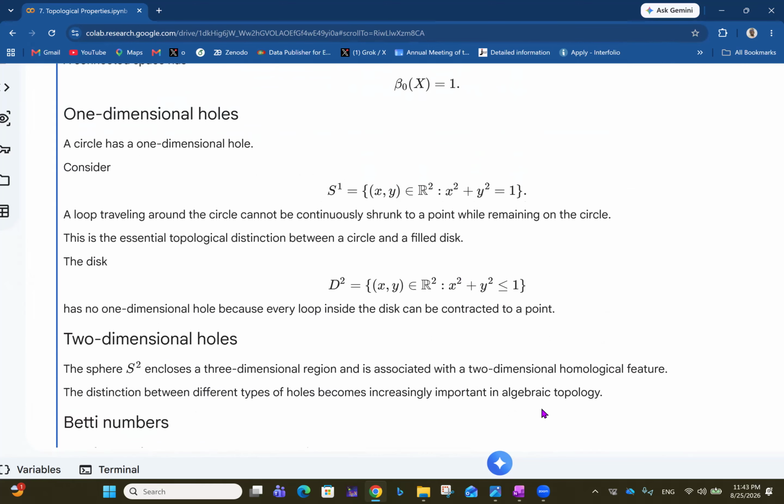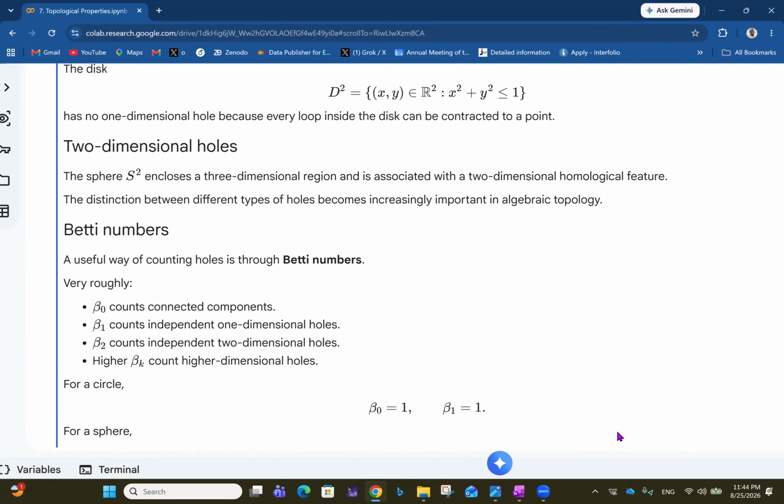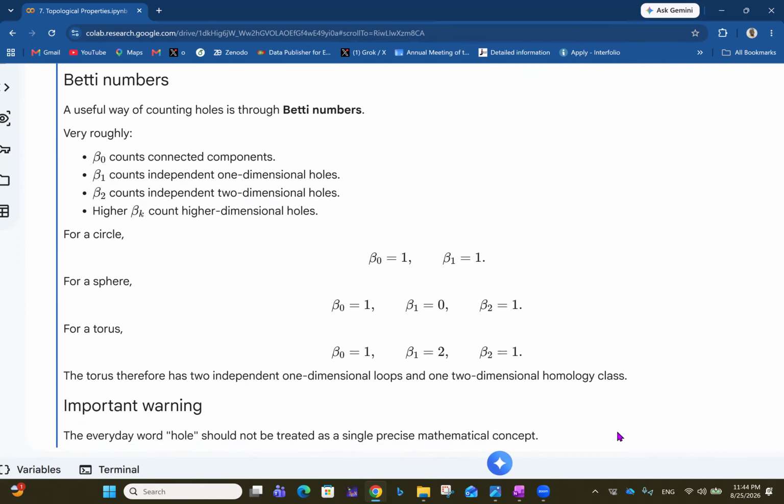Now, we also have two-dimensional holes. The sphere S2 encloses a three-dimensional region and is associated with a two-dimensional homological feature. So the distinction between different types of holes becomes increasingly important in algebraic topology. So let's talk about Betti numbers. It's been coming up a lot.